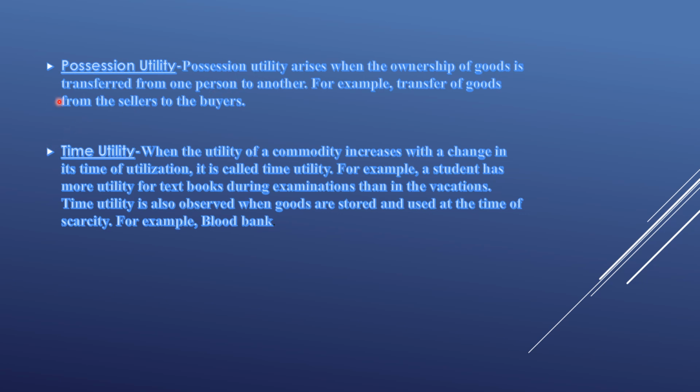Possession utility is when ownership is transferred. Time utility is when it is needed. That time only we will use it. Till then, it is stored or kept in a place safely so that we can use it at the time when it is needed the most.